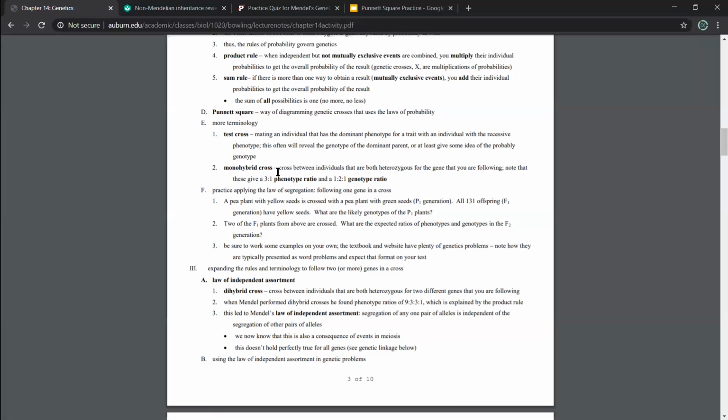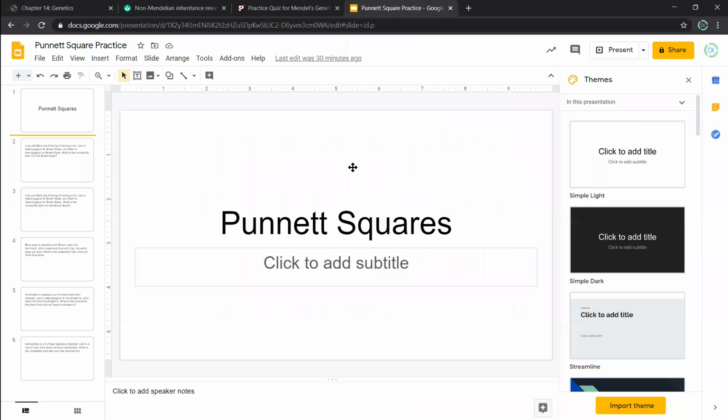So the way to do that is with a test cross, and we'll get into how those work when we do our questions. And then the other term is monohybrid cross. Monohybrid just means that there's only one gene in question, so we're only talking about one gene when we do our Punnett square. So let's look at a Punnett square.